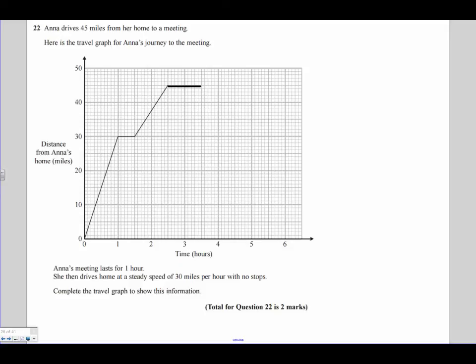Then, to show 30 miles an hour for the return, we need to show that in 1 hour, so from here to here is 1 hour, she does 30 miles. Well, these are gradients of 5, so that's 5, 10, 15, 20, 25, 30. So your straight line for the return journey goes from where the meeting finishes through this point here all the way home.